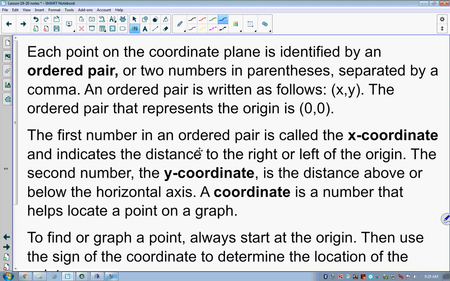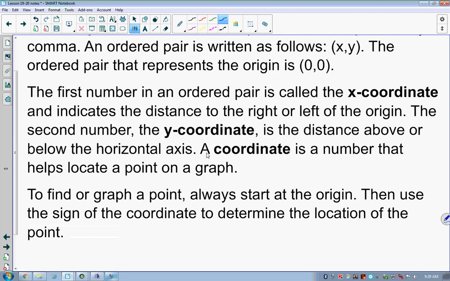All right, so that's what this information is talking about. If you know this, great. If you don't, we'll go ahead and address it. But an ordered pair is written as follows: X, then Y. The ordered pair that represents the origin is 0, 0 because we're not left or right at all. We're not up or down at all. We're right there in the middle is my origin.